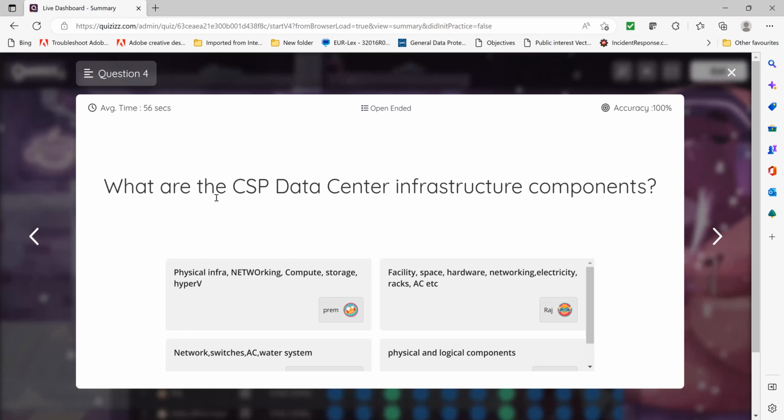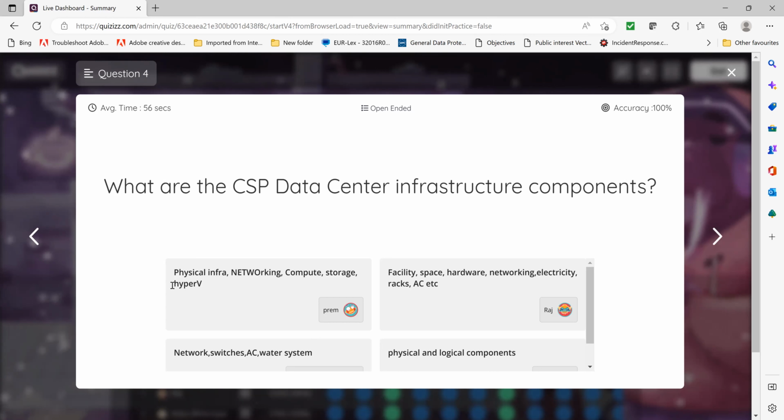What are the CSP data center infrastructure components? We mentioned in the data center components, if you can remember the diagram, we have the physical environment. Then we have the network. Then we have computing, then storage, and then virtualization. These are the components. Prem here answered right.